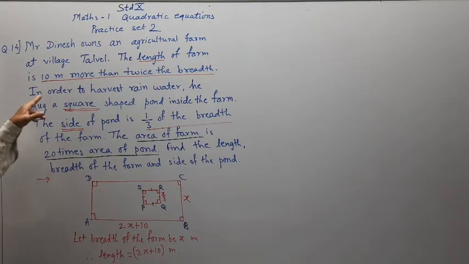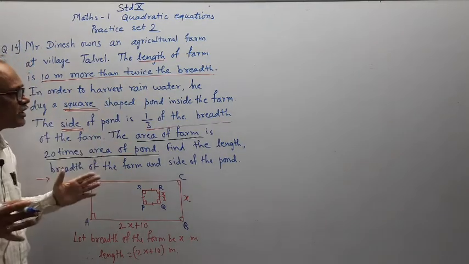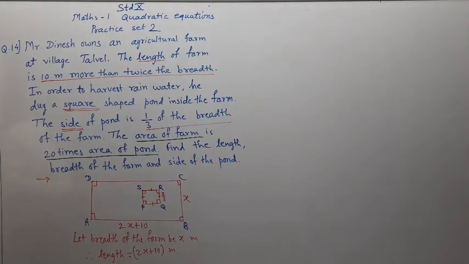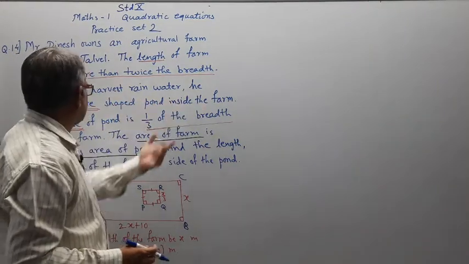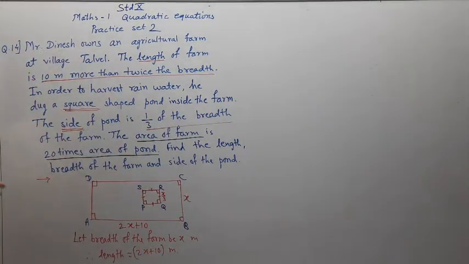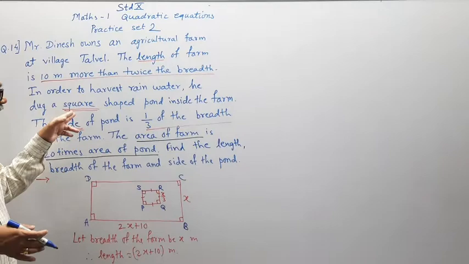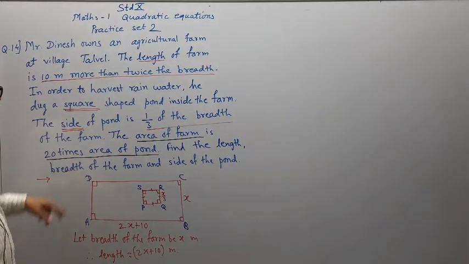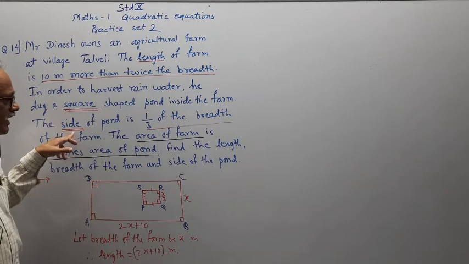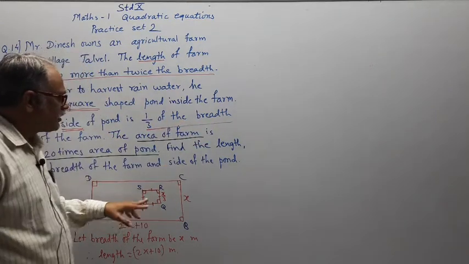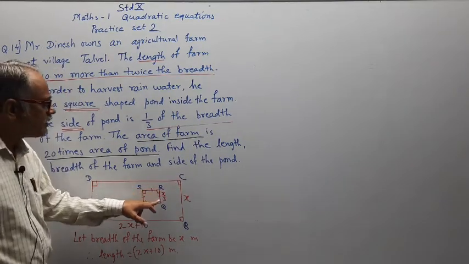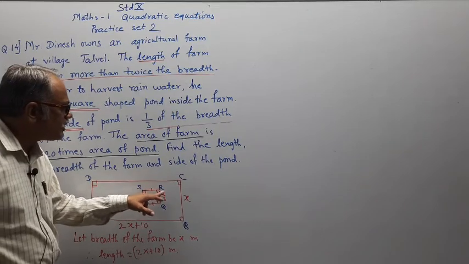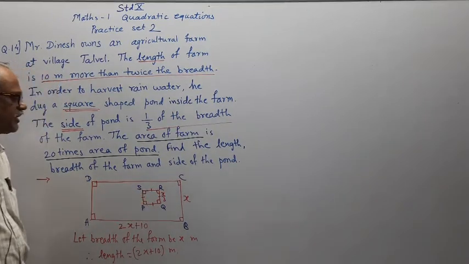Further, what is given? In order to harvest rainwater, to store rainwater, called rainwater harvesting, he dug a square shaped pond inside the farm. He dug it exactly in square shape. And the side of that square is 1/3 of the breadth. If the width of the farm is x, the side of the pond is x by 3.